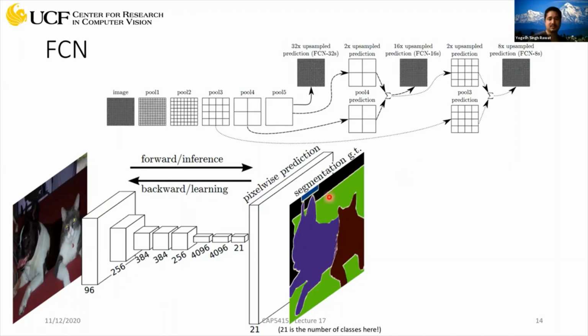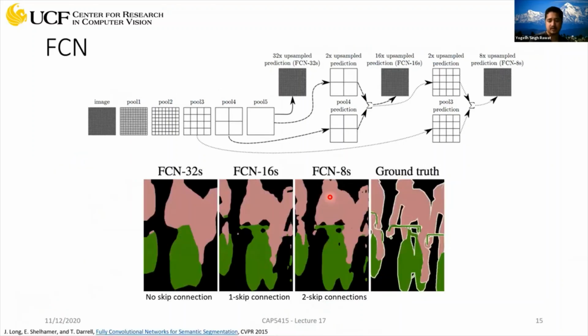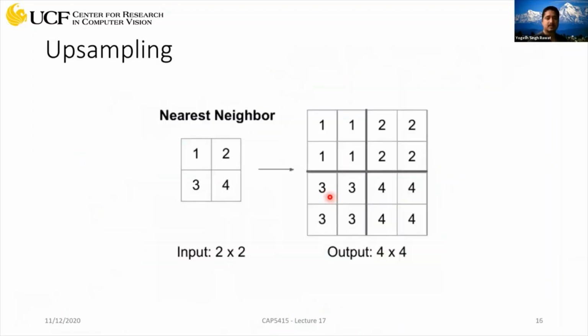All right, great. So this is the simplest method to perform upsampling. You just repeat the values.